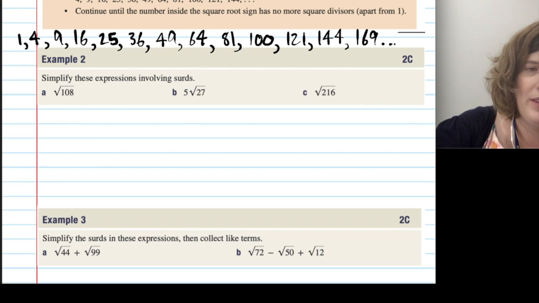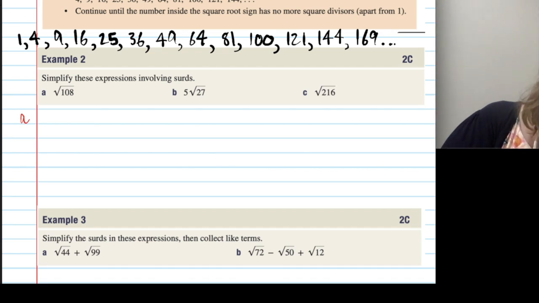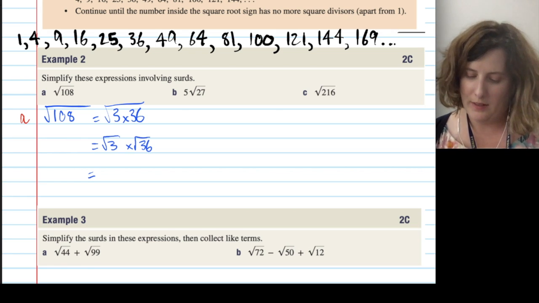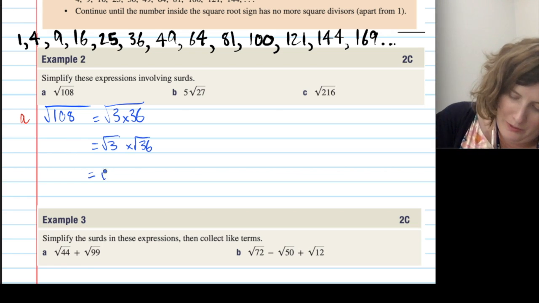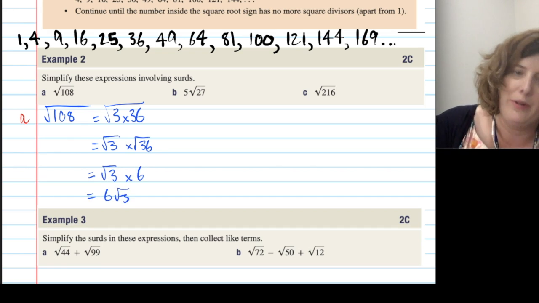There we go. So root 108, I can actually rewrite root 108 as root of 3 times, what did I decide it was? 3 times 36. Which means I can separate this into root 3 times root 36. And I know the square root of 36 because 6 times 6 is 36. So I've got root 3 times 6. So another way to write that is 6 root 3.